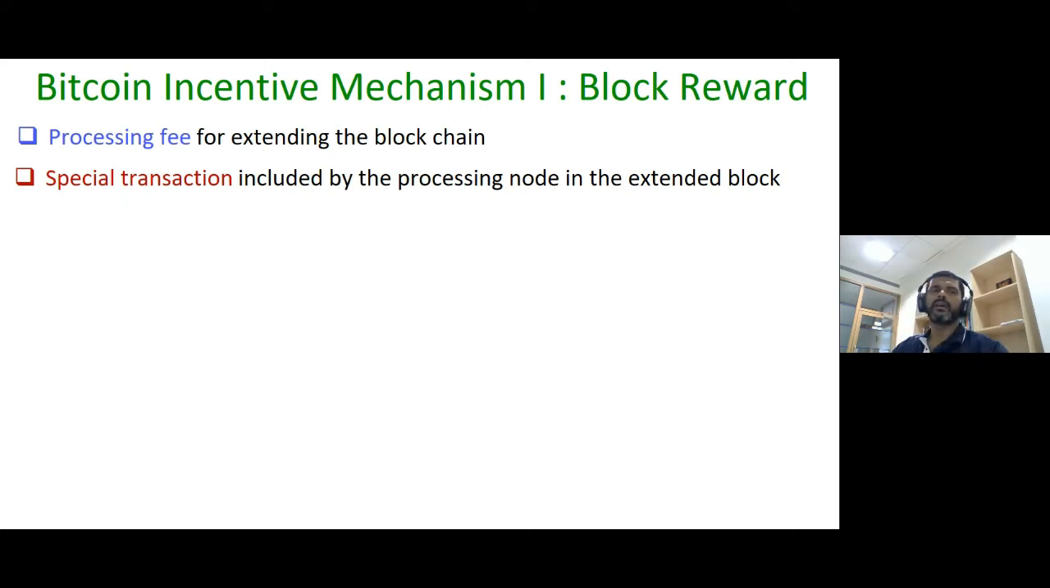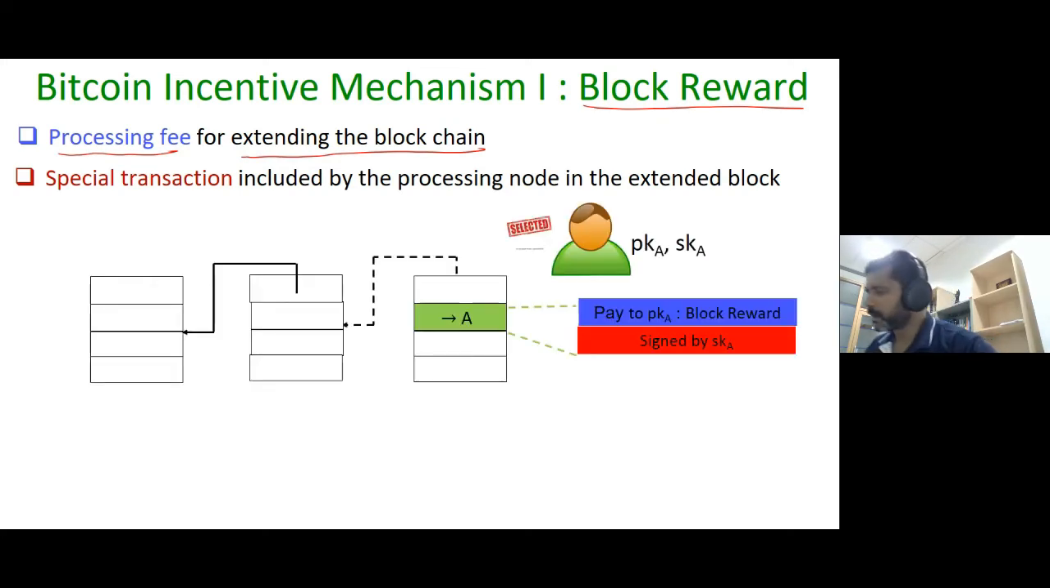Okay. So here is how we do the incentive mechanism in the context of Bitcoin, by doing what we call a block reward. If you are planning to extend the blockchain, you want to approve a set of transactions, collect them, propose a block, and make it available in the blockchain network, we associate a processing fee which will be given to you. And how do you claim that processing fee?